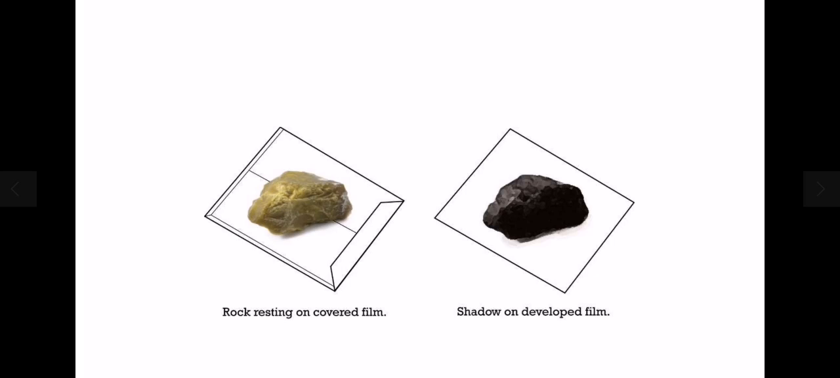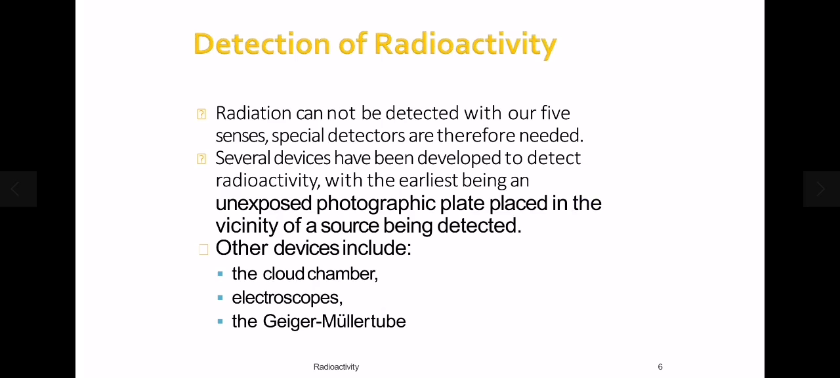So for the detection of radioactivity and radioactive processes, we use a coated film or a photographic screen, which will show us the property of such emission. So the question is, how do we detect the radiation? We cannot detect radiation with our five senses because it is very small, particle-based energy.